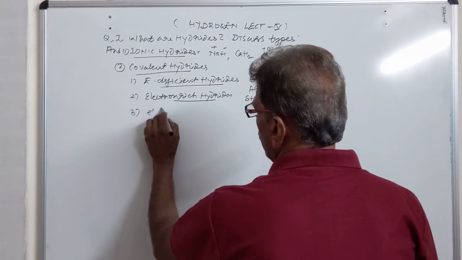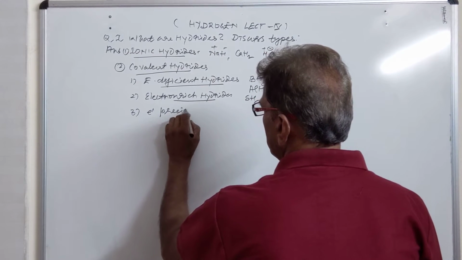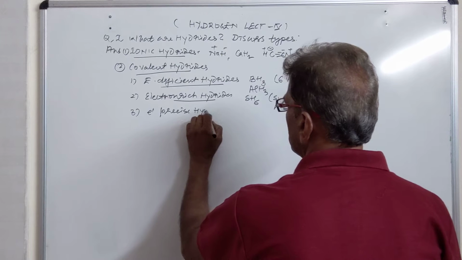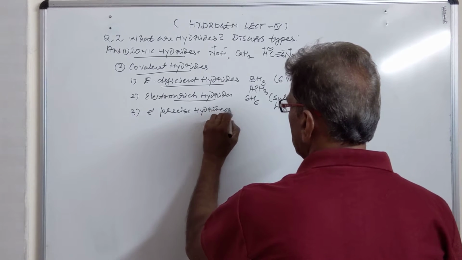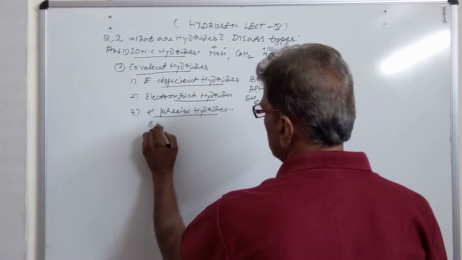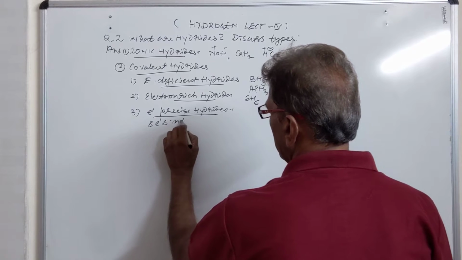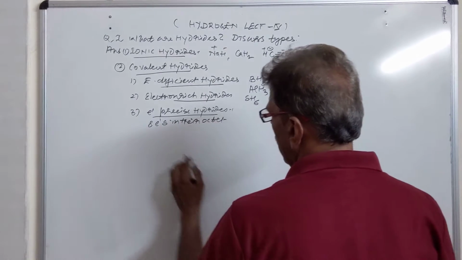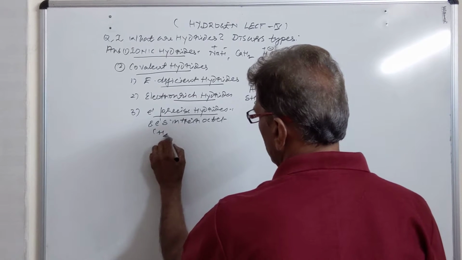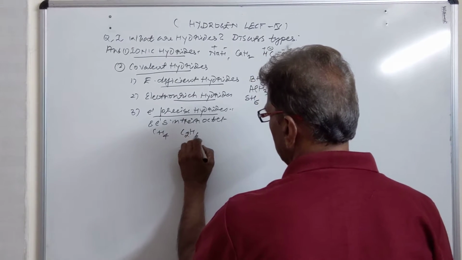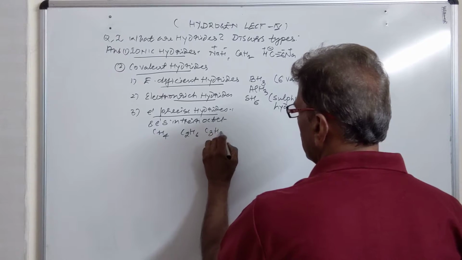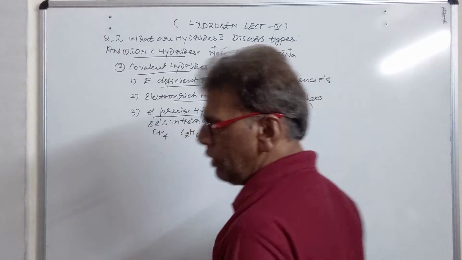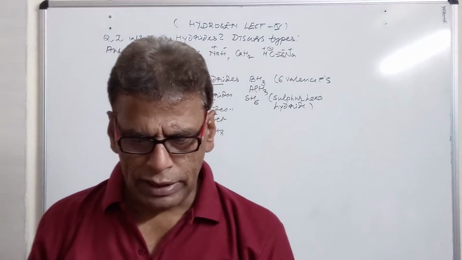Then we have electron precise hydride. These hydrides contain 8 electrons in their octet and are covalent in nature. CH4 is one such hydride, C2H6. All alkanes, they are this type of hydrides. They are called electron precise hydrides.